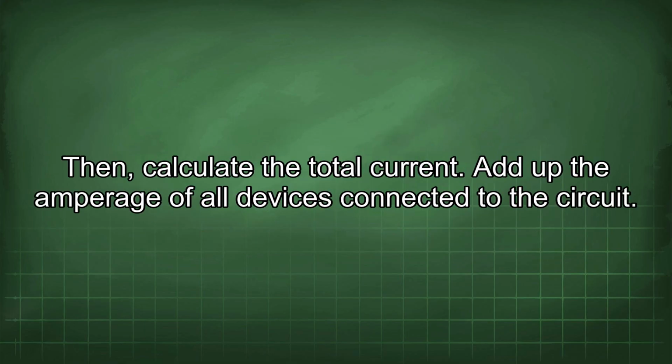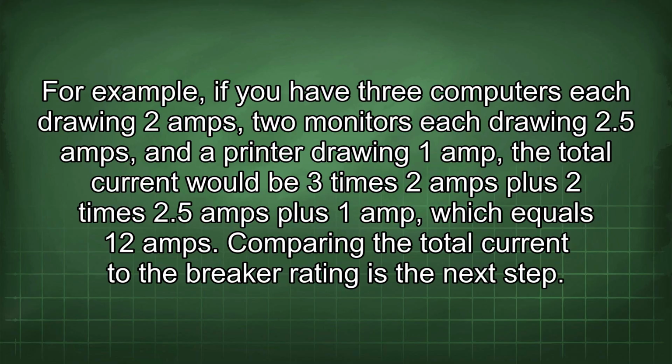Then calculate the total current. Add up the amperage of all devices connected to the circuit. For example, if you have 3 computers each drawing 2 amps, 2 monitors each drawing 2.5 amps, and a printer drawing 1 amp, the total current would be 3 times 2 amps plus 2 times 2.5 amps plus 1 amp, which equals 12 amps. Comparing the total current to the breaker rating is the next step.